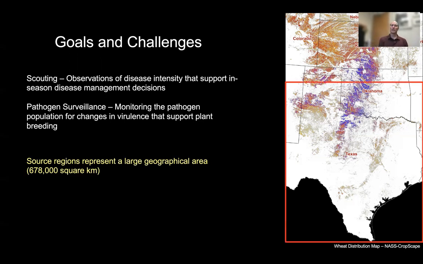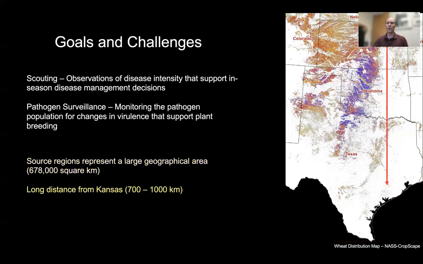Now, the challenges are that if you consider the conventional wisdom of the epidemiology, these putative source regions are very large geographical regions. If we look at Texas alone, it's some 670,000 square kilometers. And certainly a systematic survey of all these different wheat producing areas would be exhaustive in terms of resources for personnel and then also financial resources to support this massive effort. This is also a considerable distance from some of the wheat production areas where I'm located in Kansas, representing some 700 to 1,000 kilometers of distance from these potential source regions, which increases the complexity of surveys that we might do.